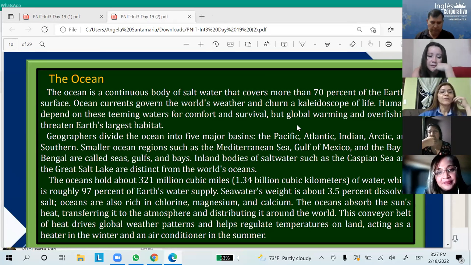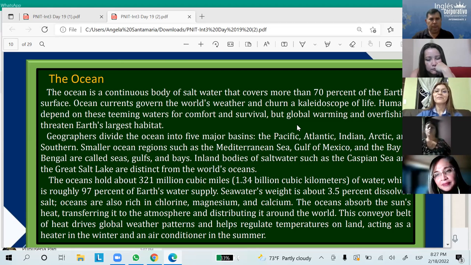Okay. The ocean is a continuous body of salt water that covers more than, ¿cómo se pronuncia? 17% of the Earth's surface. Ocean currents govern the world's weather and ensure a kaleidoscope. ¿Cómo se pronuncia eso? Of life. Humans depend on this teeming water for comfort and survival, but global warming and overfishing threaten Earth's largest habitat. ¿Quién sigue?